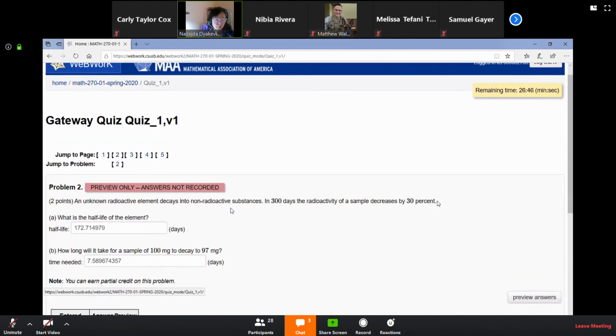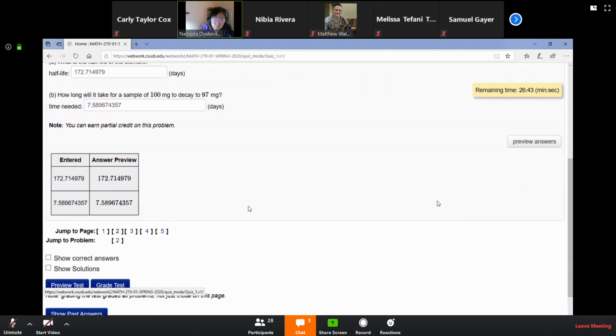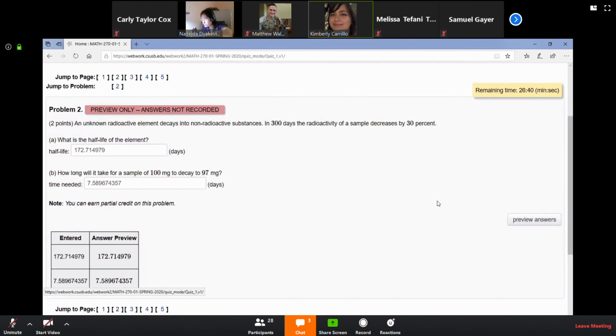Any questions here, number 2? I have a question. What's the question? So in the first part, we multiplied P of naught by 0.3, but doesn't that mean that we're left with 30% of the initial quantity? So wouldn't you multiply by 70%, like 0.7, and then proceed the same way? Sure, let's see. Oh, let me read that again. In 300 days, the radioactivity of a sample decreases. Oh, okay, I see what you're saying. The radioactivity of a sample decreases by 30%.